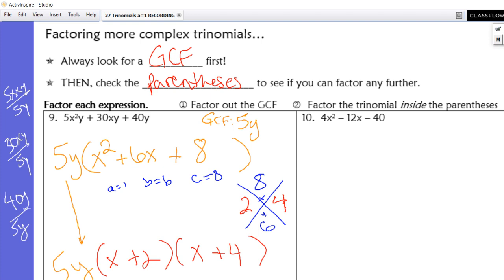Okay, let's look at problem 10, please. In problem 10, I'm going to look for a GCF before I try to do any other factoring. So I'm thinking about 4, 12, and 40. I'm noticing that our GCF in this problem is a 4 because 4 divides into 4, 4 divides into 12, 4 divides into 40. So we're going to put a 4 outside a set of parentheses, and now we're going to do our dividing.